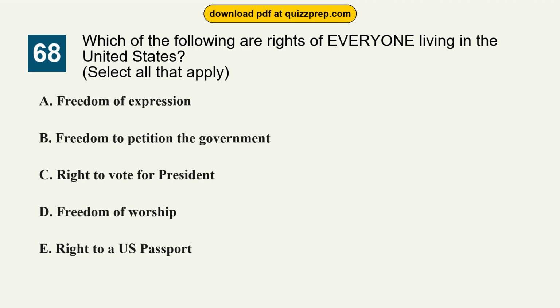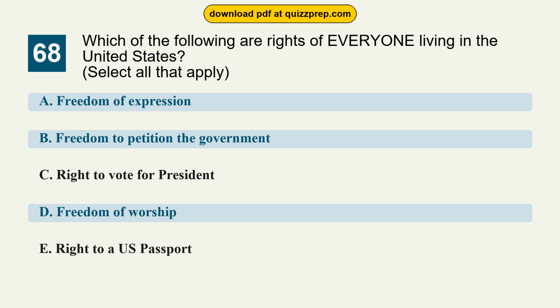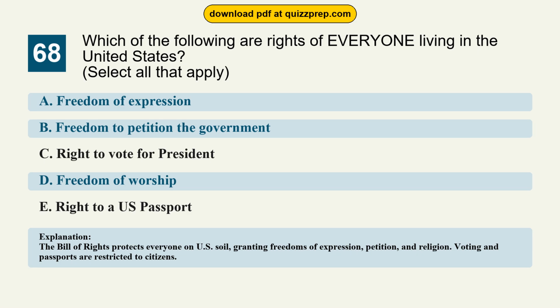Question 68. Which of the following are rights of everyone living in the United States? Option A, freedom of expression. Option B, freedom to petition the government. Option C, right to vote for president. Option D, freedom of worship. Option E, right to a U.S. passport. The correct answers are options A and B and D. Freedom of expression, freedom to petition the government, freedom of worship. The Bill of Rights protects everyone on U.S. soil, granting freedoms of expression, petition, and religion. Voting and passports are restricted to citizens.